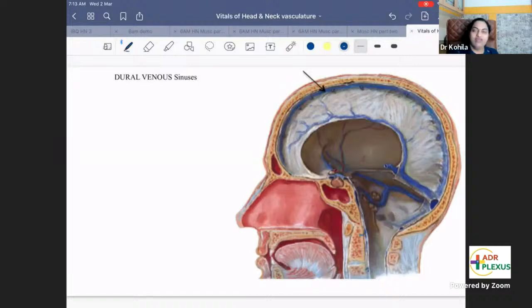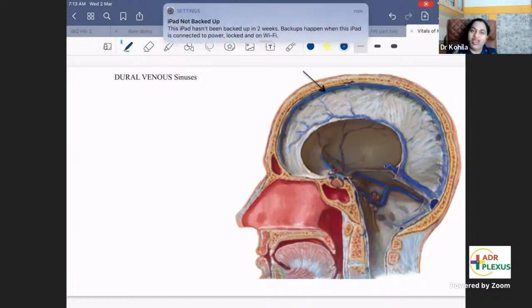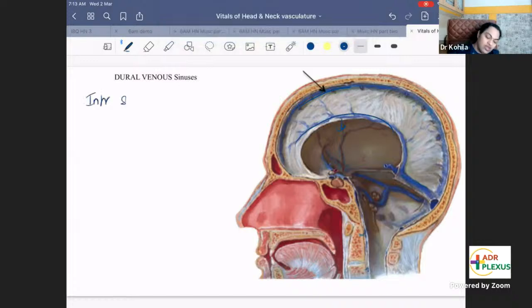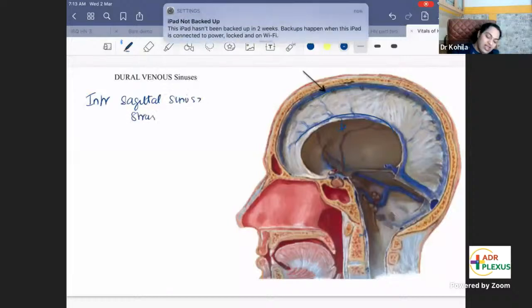Where are they located? Within the dura. The dura has two layers: the endosteal layer, which sticks onto the skull, and the meningeal layer, which forms the folds. Most of the dural venous sinuses lie between the endosteal layer and the meningeal layer, except two: the inferior sagittal sinus and the straight sinus. Please make a note of it. They lie within the meningeal fold itself.